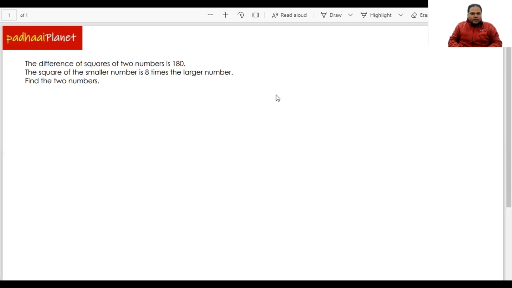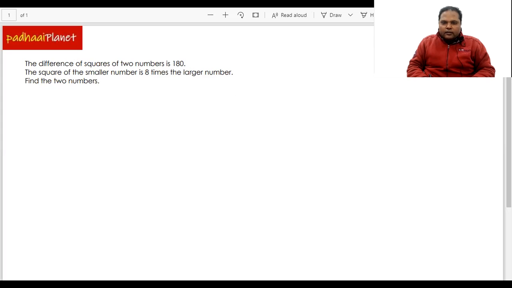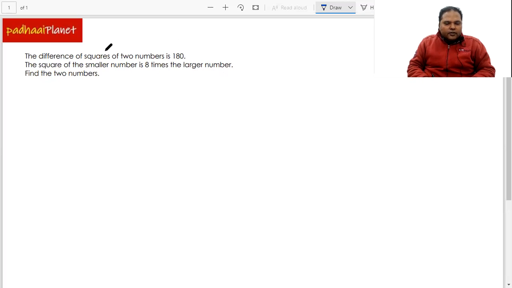It's a good question. Let's start doing this, and I'm sharing my screen so that you can have a look at the solution here. Now, this is the question, and the question says that the difference of the squares of two numbers is 180. So this question is basically talking about two numbers, and the relationship is explained with the help of their squares. They are talking about a smaller number and a larger number, right?